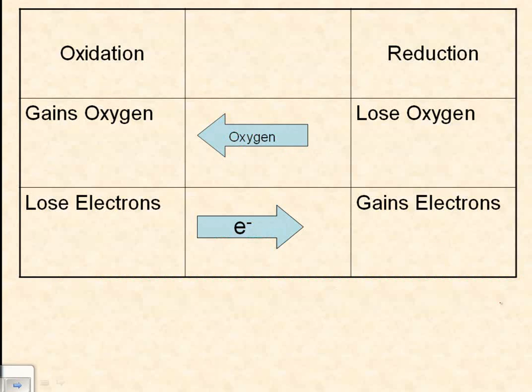Okay. So oxidation involves gaining oxygen and losing electrons. The reduction step involves losing oxygen and gaining electrons. These always happen in pairs. So if one element in the reaction is being oxidized, the other is being reduced, because one atom is going to lose oxygens and the other atom is going to gain it. One atom loses electrons and the other atom gains those electrons.